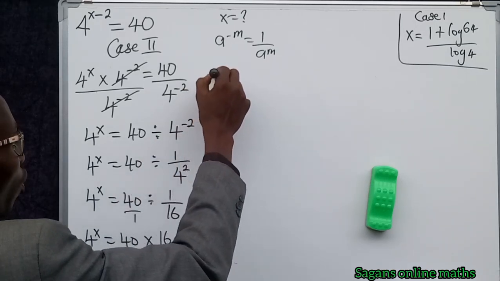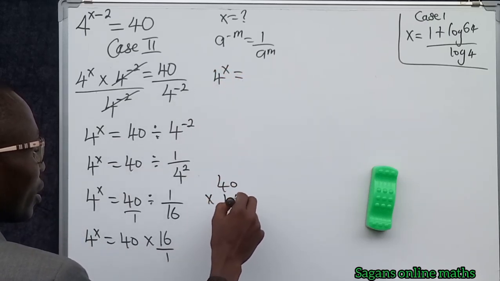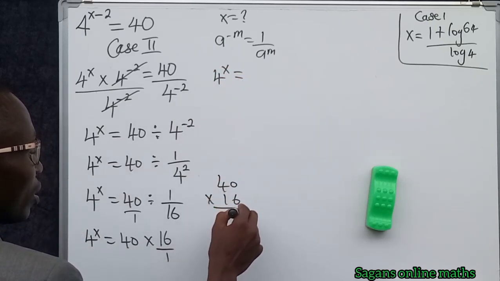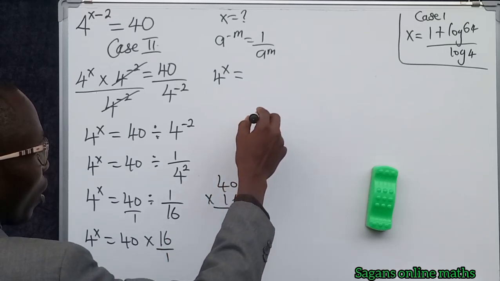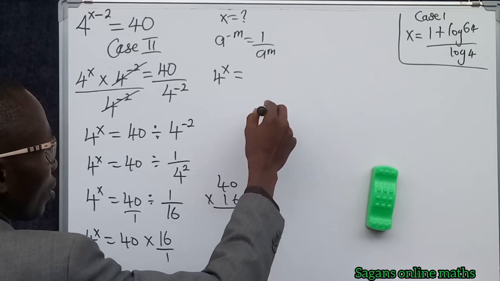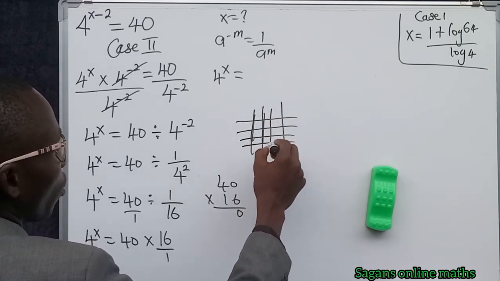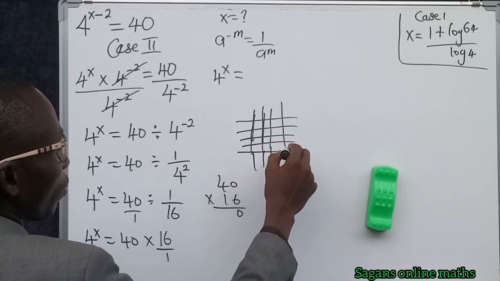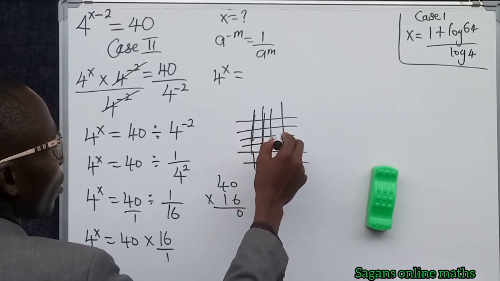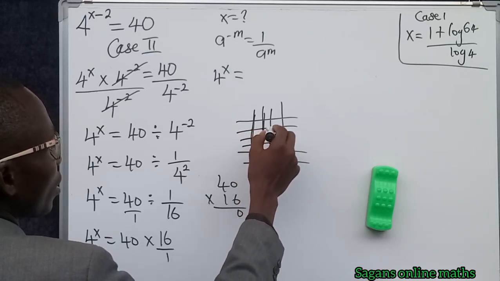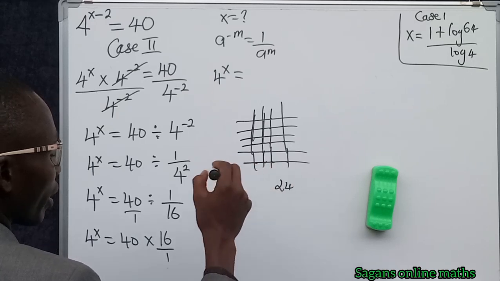So now see that 4 to the power of x is equals to 40 multiplied by what? 16. 6 times 0 is 0. 6 times 4 gives us what? 24, okay?